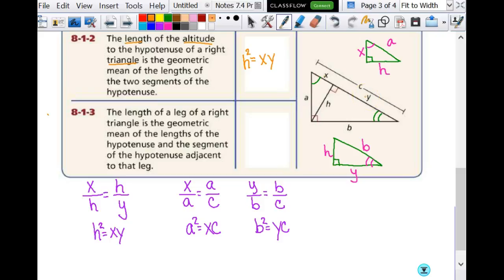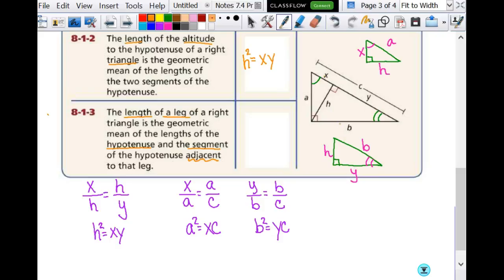The other theorem says the length of a leg of a right triangle is the geometric mean of the lengths of the hypotenuse and the segment of the hypotenuse adjacent to that leg. So let's talk about what that means. We have the hypotenuse and legs. This is a piece of the hypotenuse. It is adjacent to this leg. y has nothing to do with a. x has nothing to do with b. c is attached to both of them. So it is the geometric mean.